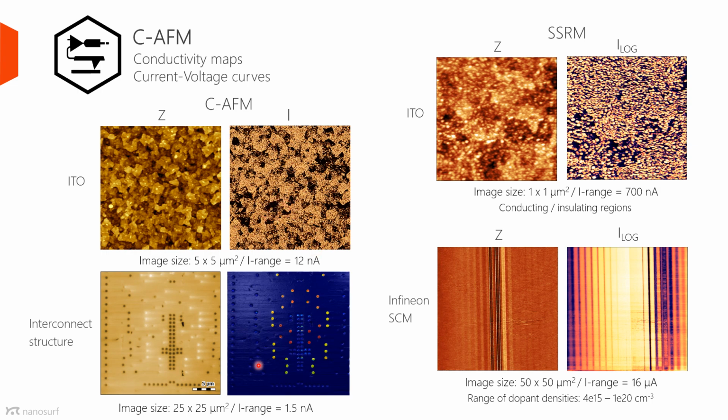One of the other two samples that we have measured here is the interconnect structure, measured with the linear amplifier. You could see different resistances of different metallic contacts in this structure. And the last sample is the semiconductor SSRM calibration sample with a range of dopant densities between 1e15 and 1e20 atoms per cubic centimeter. Now this sample is obviously best measured with a logarithmic amplifier because of the large current range here of 16 microamps.